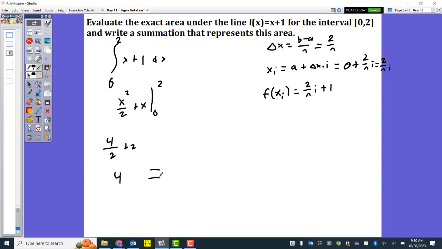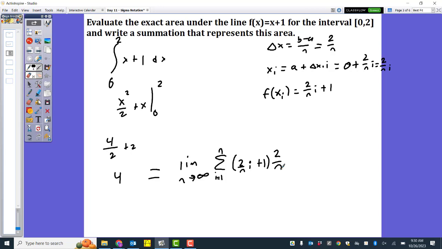So 4, the area under the curve, is equal to the limit as n goes to infinity of the sum from the first term to the nth term, which, as we said, n was going to infinity, of f of x sub i, which is 2i over n plus 1, times delta x, which was just 2 over n. We could distribute this in as well if we wanted to, but we don't need to. This is what we're looking for.